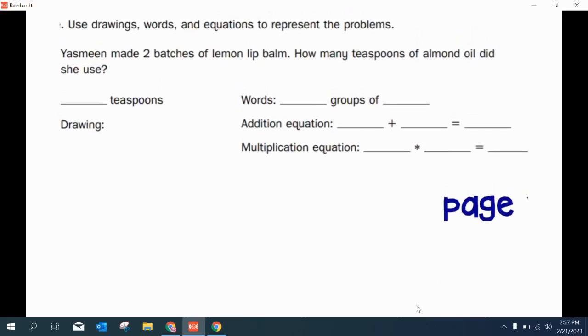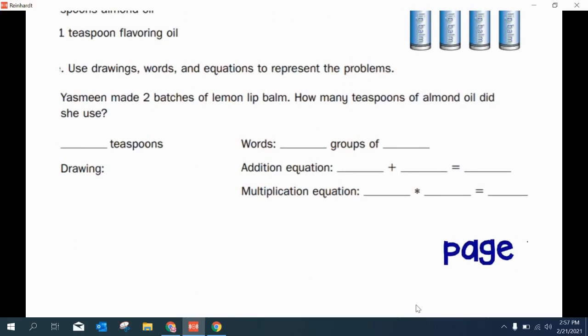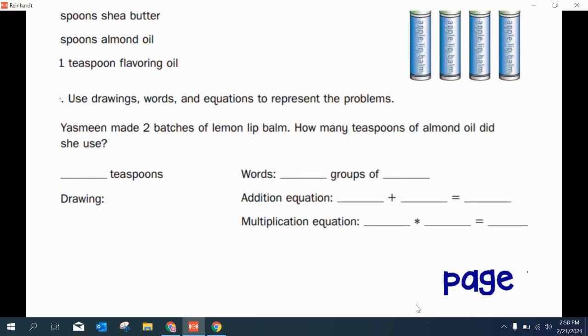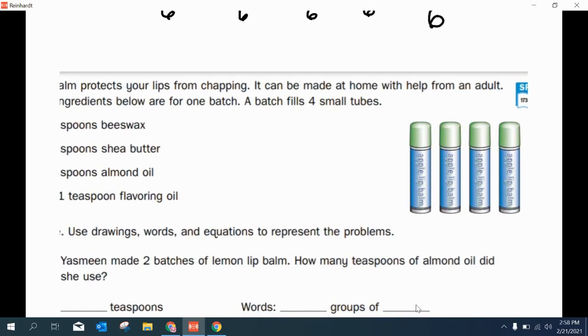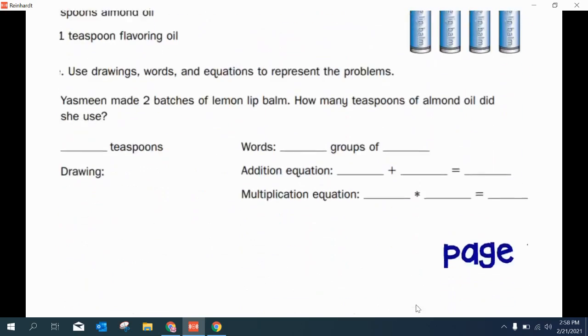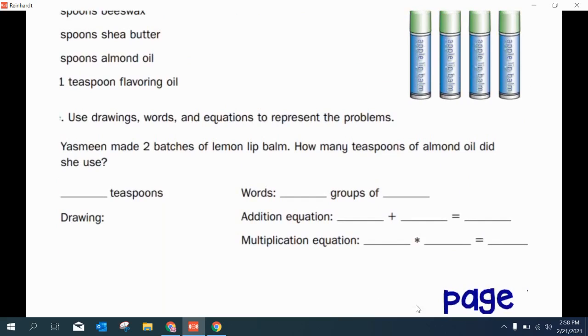I want you to open to page... Oh my goodness, I lost my page number. I think it's page 224 in your math journal. If not, I apologize. Find this one for me. Looks like it got cut off a little bit. Oh my goodness, it did get cut off. So I don't even know my problems. All right, we're going to have to pause our video and come back. Hold on, you guys.